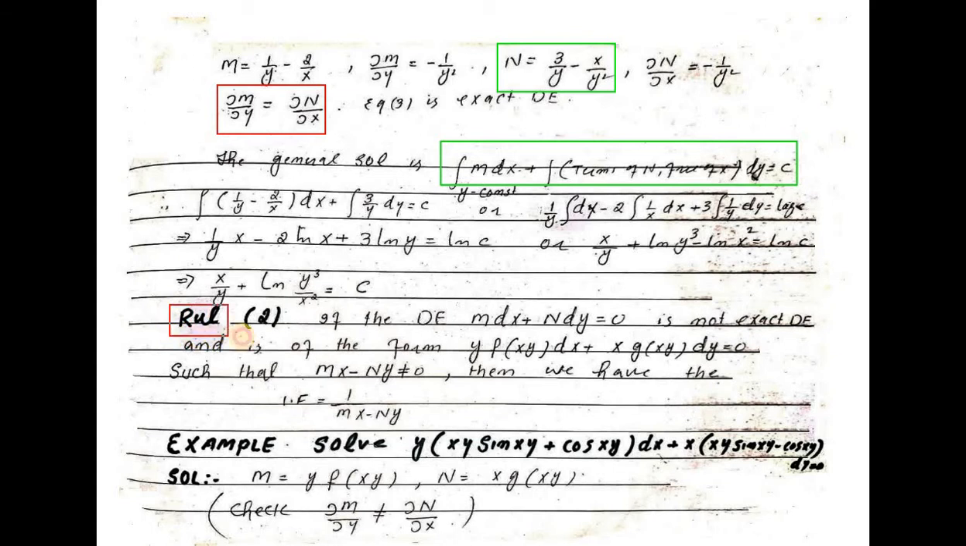This is rule 2. Read the statement. If the differential equation m dx plus n dy is equal to 0 is not exact and is of the form y f of xy dx plus x g of xy dy is equal to 0, such that mx minus ny is not equal to 0, then we have the integrating factor 1 over mx minus ny.